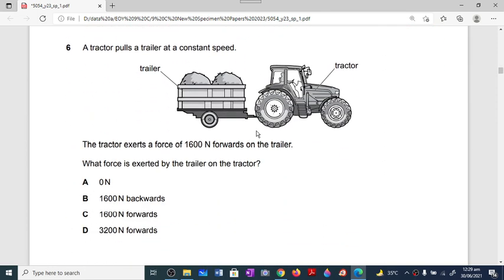Now this question is related with Newton's third law of motion, which says that every action has a reaction, same in magnitude but opposite in direction. So the forward force is 1600 Newton, so it means that the backward force will be 1600 Newton. That is the easiest question, question number 6.